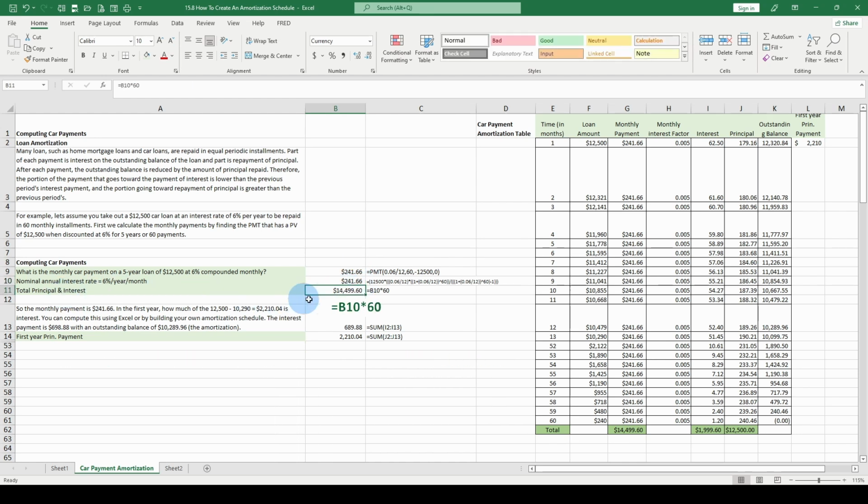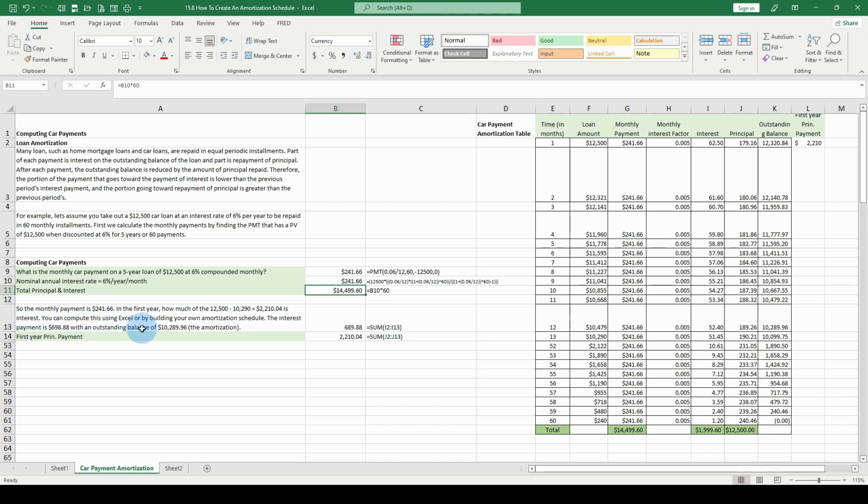Total principal and interest over that 5-year period, well, you know it's 12.5 to start off with, and then the remaining is the interest you're going to pay over that 60-month period. Well, the monthly payment is $241.66. In the first year, how much of the 12.5 minus 10,002, which is 2210? 2210 is just your annual principal payment. That's just 241 times 12. How much of that is interest?